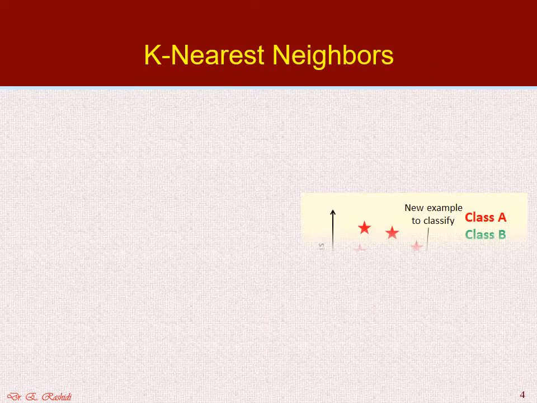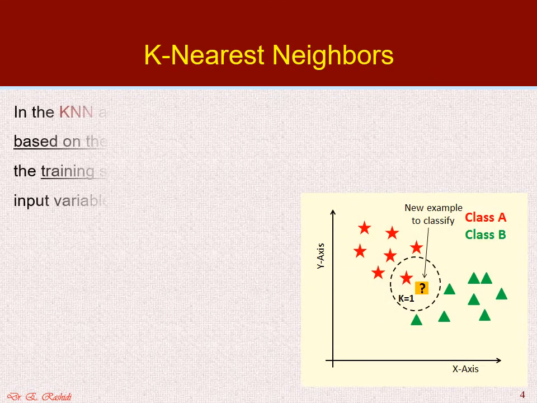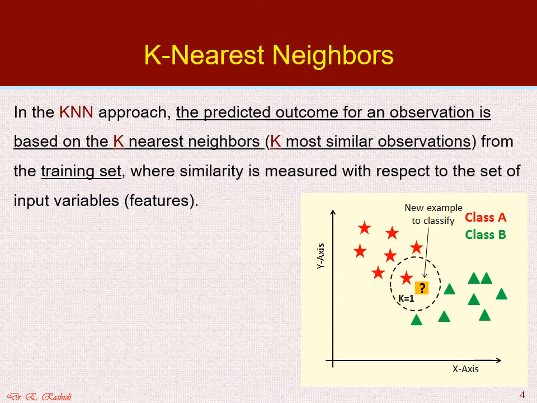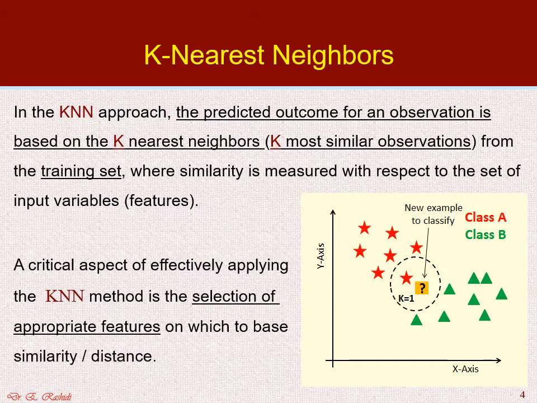In the KNN approach, the predicted outcome for an observation is based on the k nearest neighbors, or the k most similar observations from the training set, where similarity is measured with respect to the set of input variables or features. An important aspect of effectively applying the KNN algorithm is the selection of the features on which we base similarity or distance. An example of distance is the Euclidean distance that we are all familiar with.